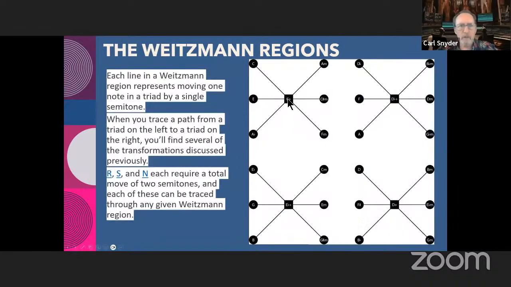Each line represents moving 1 note in a triad by a single semitone, as you can see. When you trace a path from a triad on the left to a triad on the right, you'll find several of the transformations discussed previously. R, S, and N each require a total move of 2 semitones, and each of these can be traced through any given Weitzmann region. So it's another way to get there through the augmented chord.